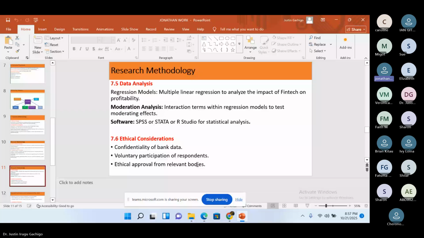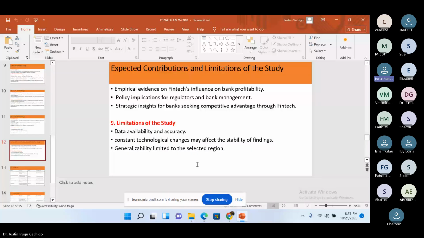So the expectations will be to come up with empirical evidence on FinTech's influence on bank profitability. Then there is also policy implications and applications for regulators and bank management. There will also be strategic insight for banks seeking competitive advantage through FinTech.